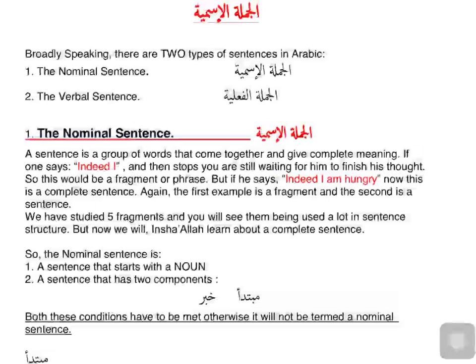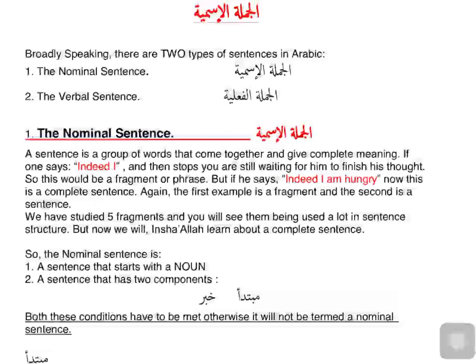Now this next thing we want to study is what are the different kinds of sentences that we can find in Arabic. Basically, in Arabic, you will see 2 kinds of sentences. You will either see a nominal sentence or you'll see a verbal sentence. The terms in Arabic are Jumla Ismiya for a nominal sentence and Jumla Fi'liya for a verbal sentence.